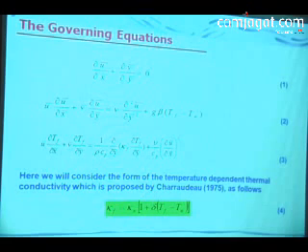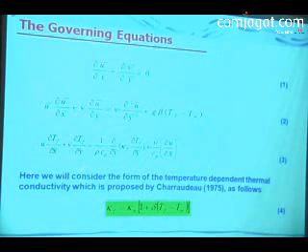These are the governing equations. The first equation represents the continuity equation, mass conservation. The second equation is the momentum equation. The left side represents the inertia force. The first term on the right hand side represents the viscous force, and the second is the buoyancy force. And the third equation represents the energy equation.